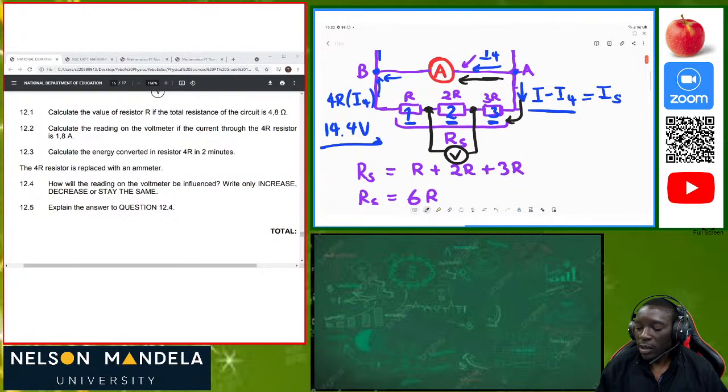The explanation is the ammeter is a very low resistance device. So more current flows through the ammeter and less current will flow through the 2R resistor. And as less current flows through the 2R resistor, the voltage drop across the 2R resistor will be lower. So the voltmeter will read a smaller value.